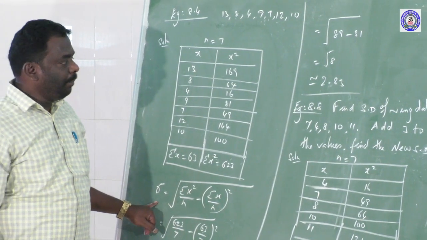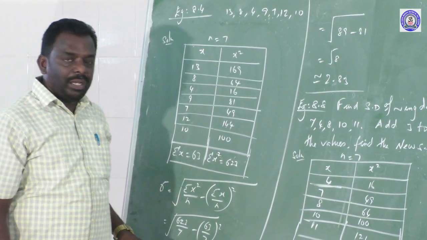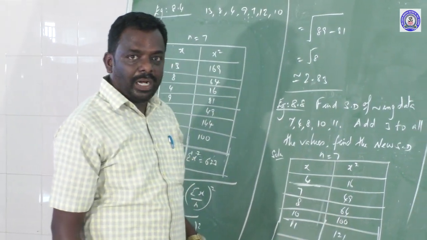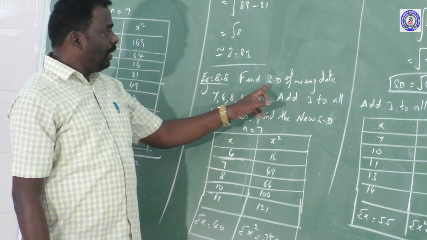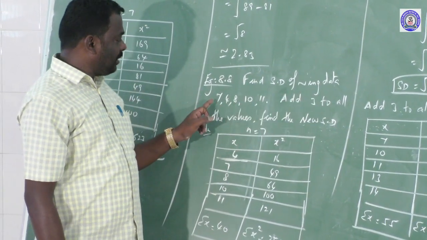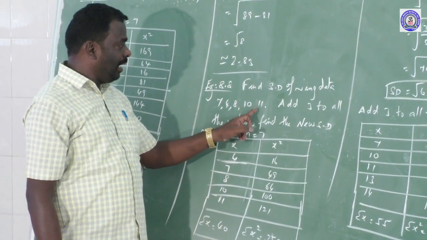So now, applying the direct method for ungrouped data to find the standard deviation. And similarly, we can compare the same formula for another one. In example number 8.8, find the standard deviation of the following data: 7, 4, 8, 10, 11.